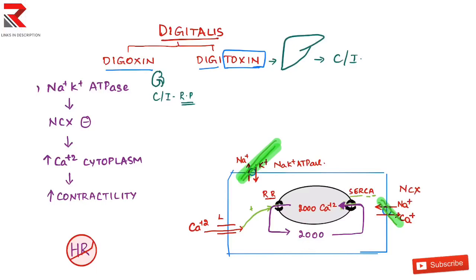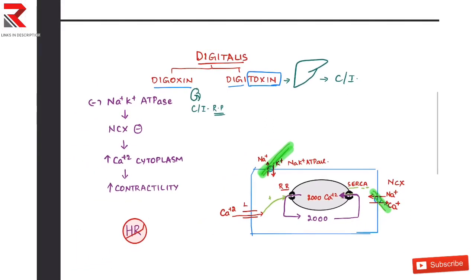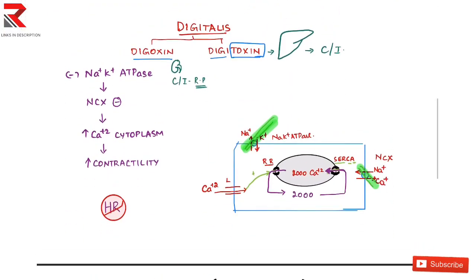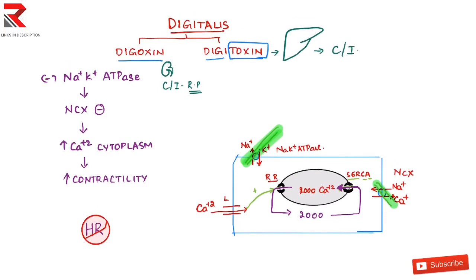So in the end, there will be an increase in contractility, and the safe effect is that the heart rate is not increased when you give digitalis. The first two drugs increase the heart rate, but digitalis doesn't increase the heart rate. Hope this mechanism is clear. Just remember, we have two types of channels, the sodium potassium ATPase and the sodium calcium exchanger. They both are blocked, a small amount of calcium enters and stimulates, the cytoplasmic calcium rises, and this increases the contractility. This is the mechanism of action.